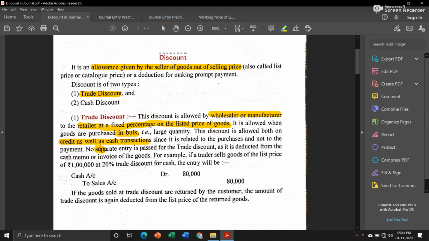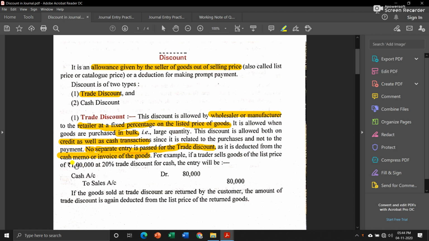And for trade discount, no separate entry is passed. Remember that we don't record trade discount in journal, as it is deducted from cash memo or invoice of the goods, because while recording in cash memo, or you can say source document, we deduct trade discount, and after deducting the amount we write in invoice or cash memo. That is why this trade discount is not recorded in journal.